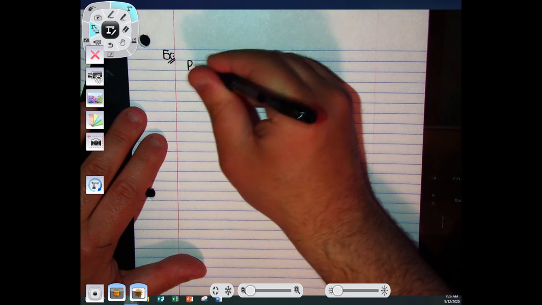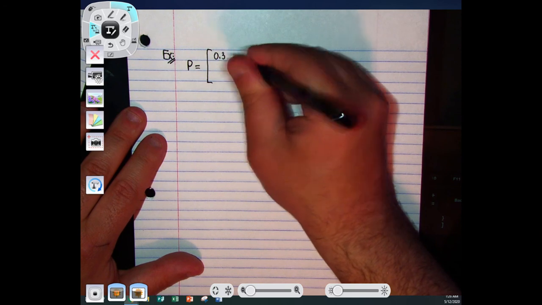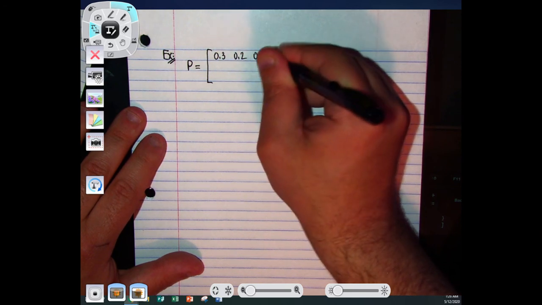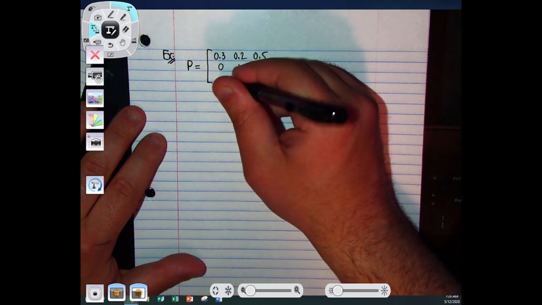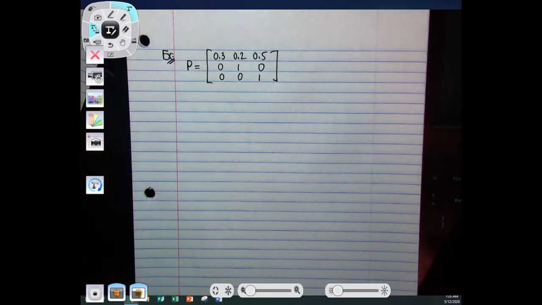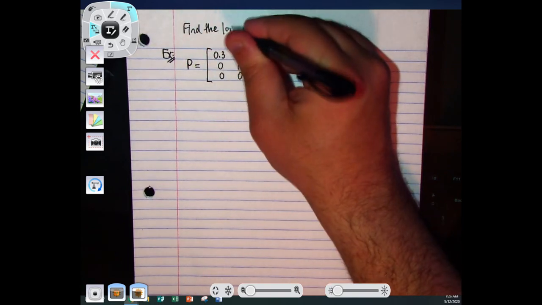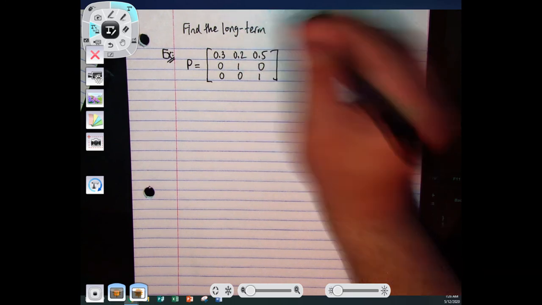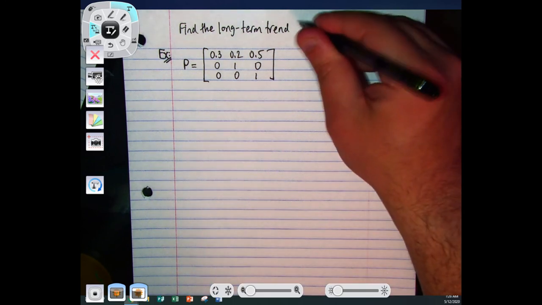So for example, if I give you the matrix P equals, we have 0.3, 0.2, 0.5, and then we have 0, 1, 0, and then we have 0, 0, 1. And it says find the long-term trend for the transition matrix.